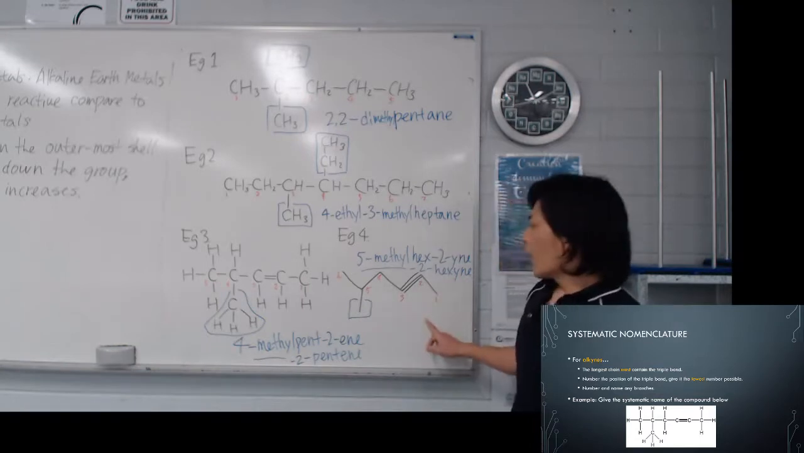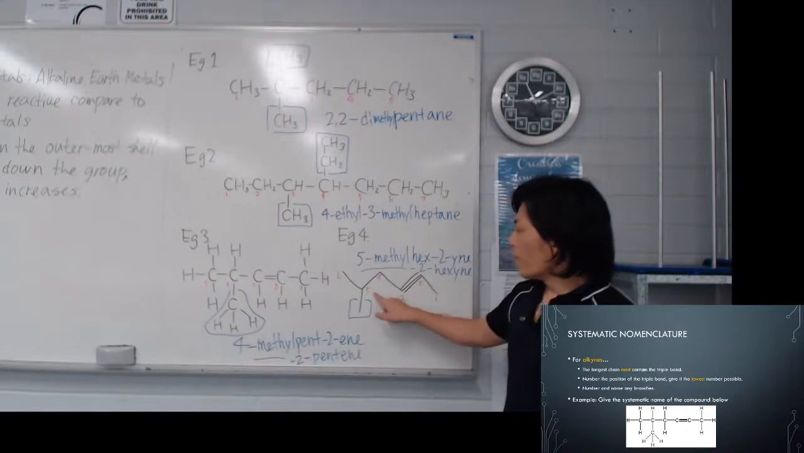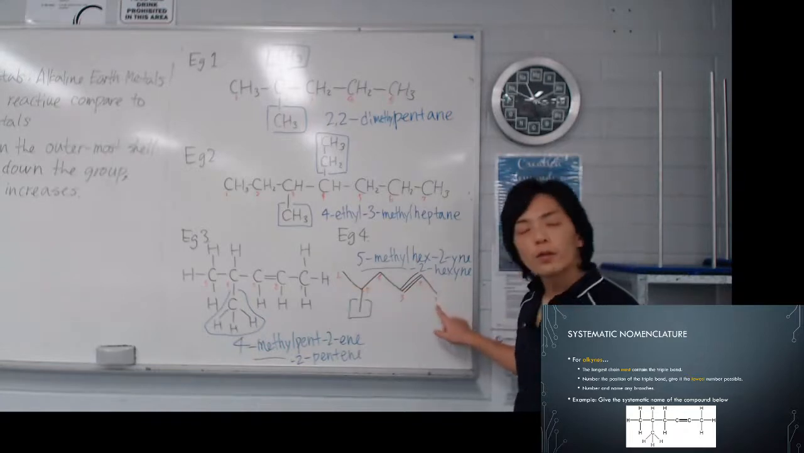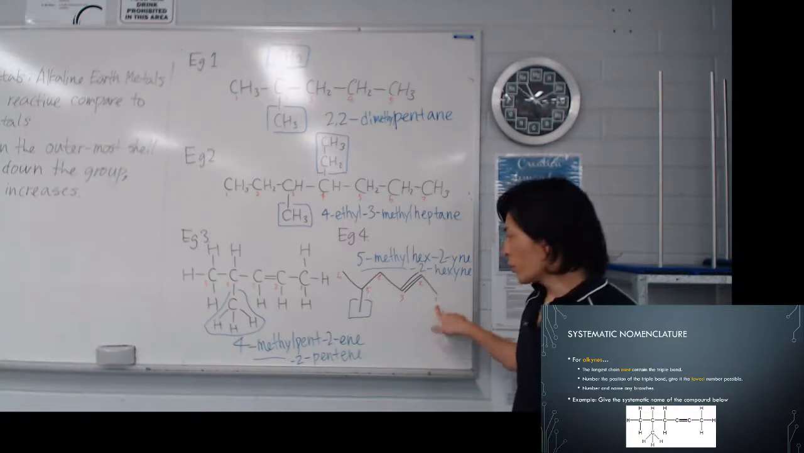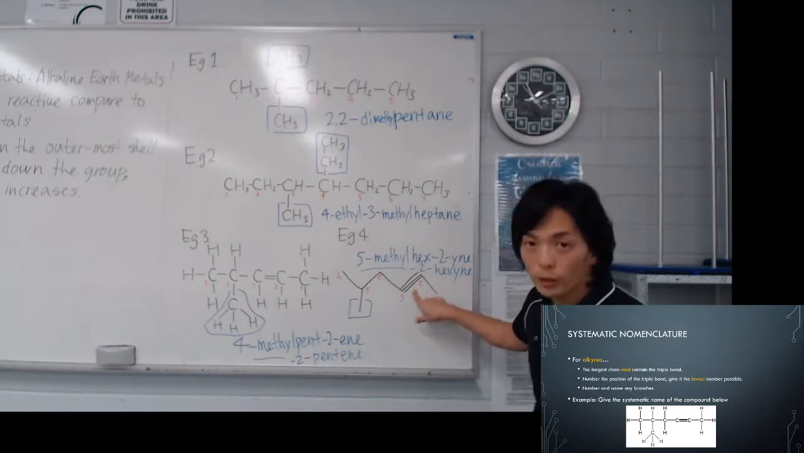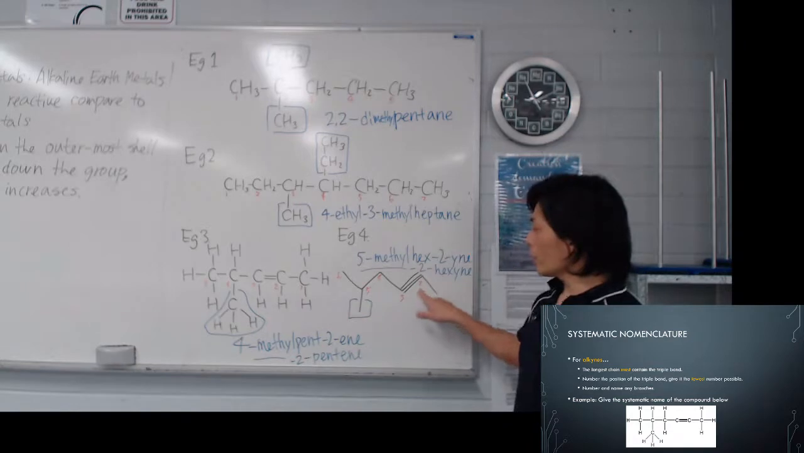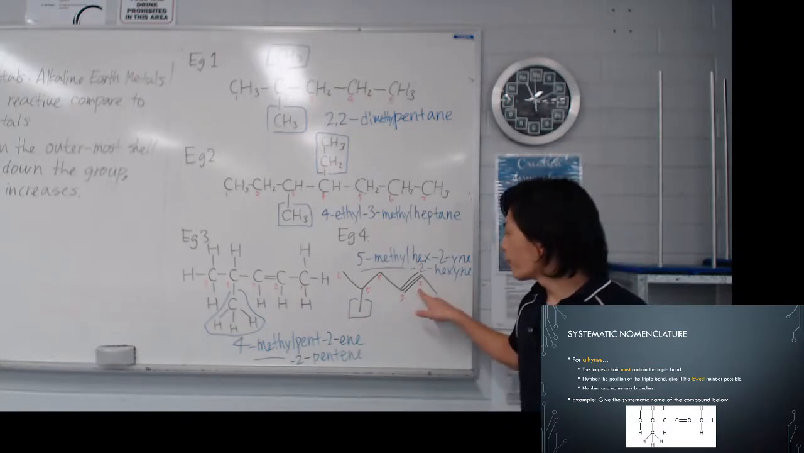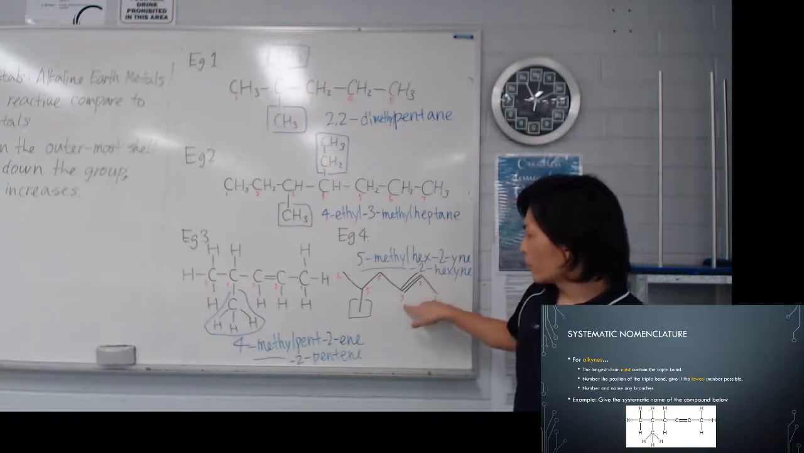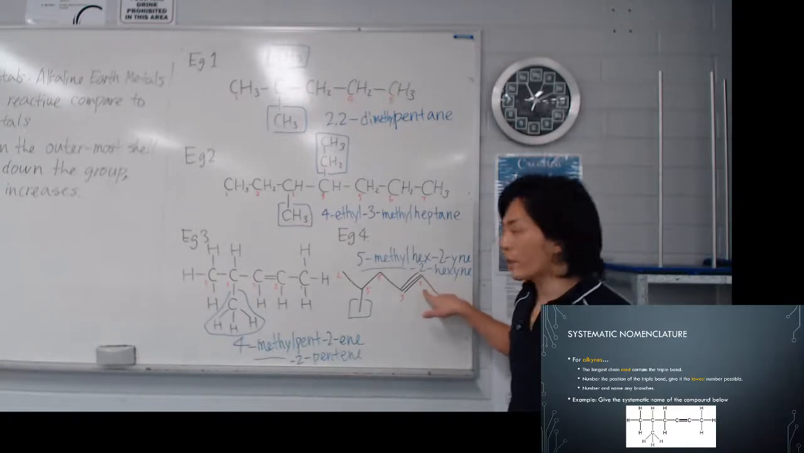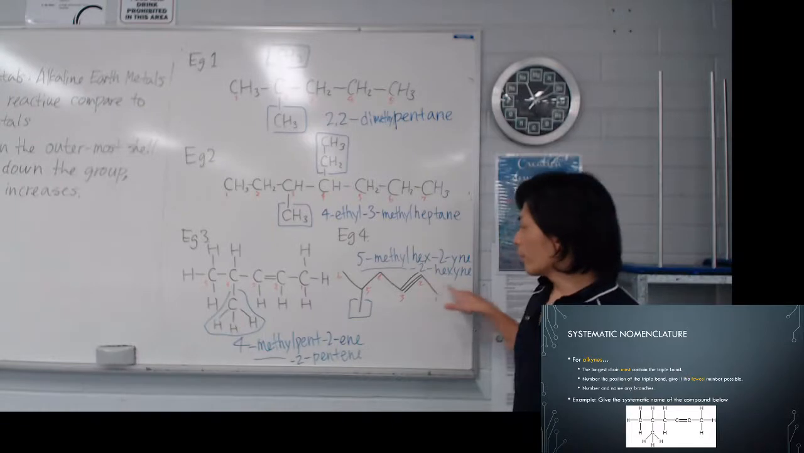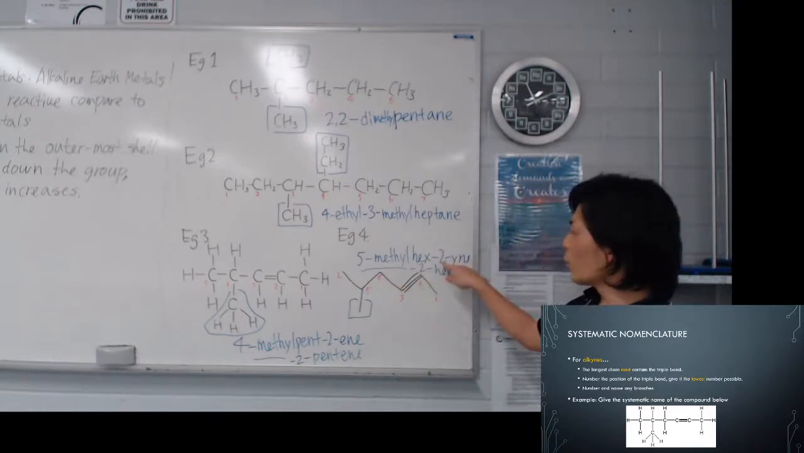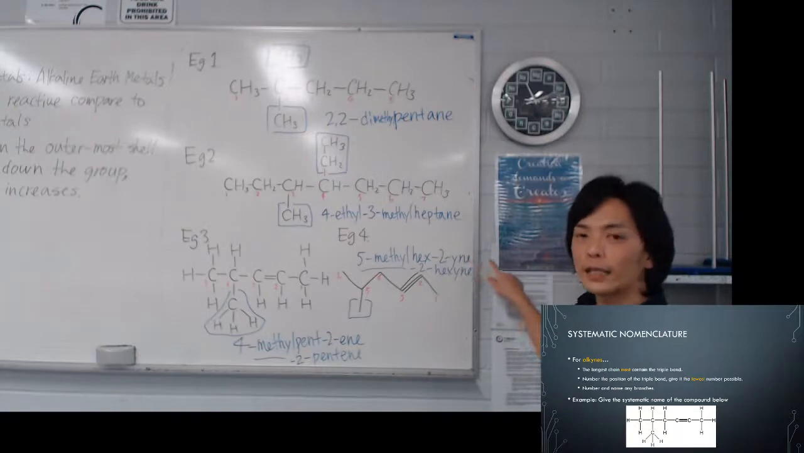There are 1, 2, 3, 4, 5, 6 carbons, and as you notice here, I started counting from the right because it's the closest to the triple bond. 1, 2. So the triple bond is occurring between 2 and 3, but you ignore the 3, you just give 2 as its name. Hence, I've got 6 carbons, which is hex, hyphen, 2, hyphen, yne.